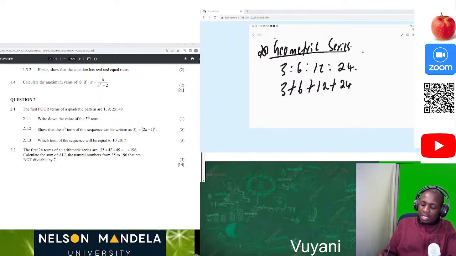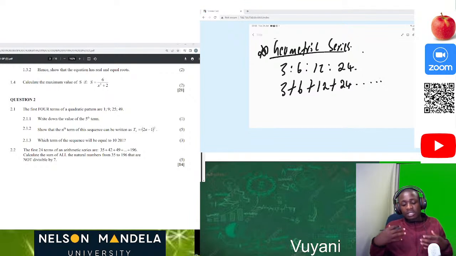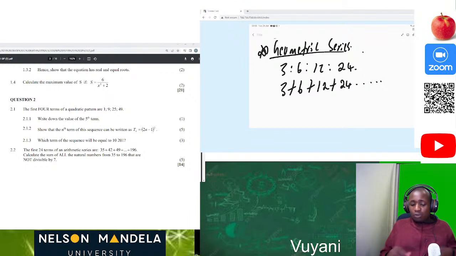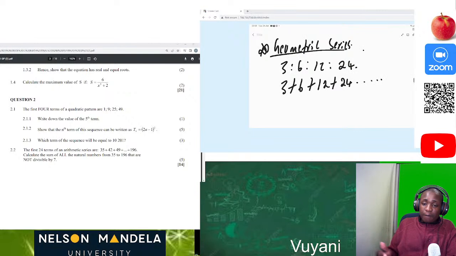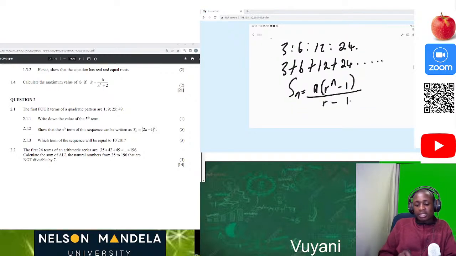This is what is important. In order for us to calculate the total sum of all the numbers in the series which we have, we use a different formula, which is Sn is equal to a times r to the power n minus 1, over r minus 1. Then after that we can get our summation.